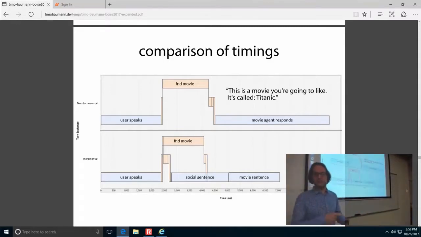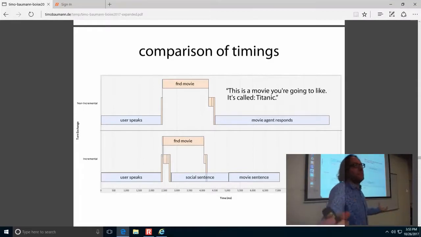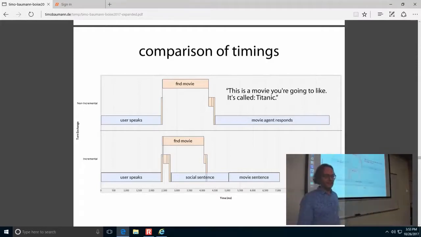So what we started with incrementality here was, rather than waiting until we have found the movie, and this movie recommendation system is just embarrassingly slow, but really good, we can start saying the social sentence immediately. We just pass on the information: now we're going to recommend a movie. It's called X, and that's capital X. It's a variable. Let's later deal with what the value for this X is, and then we can actually cut down the time that we need between when the user is done speaking and when we answer.